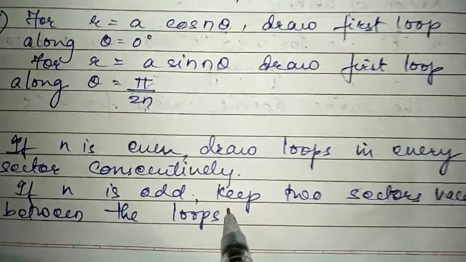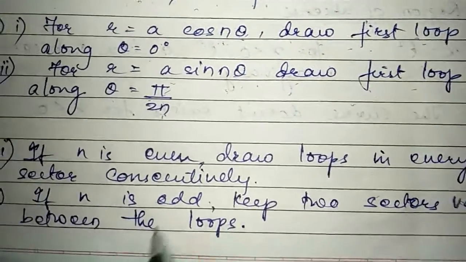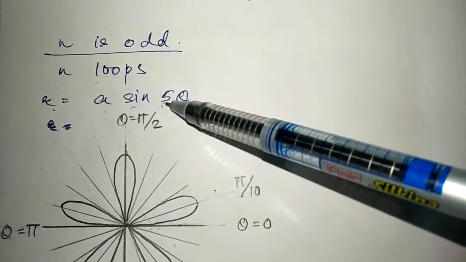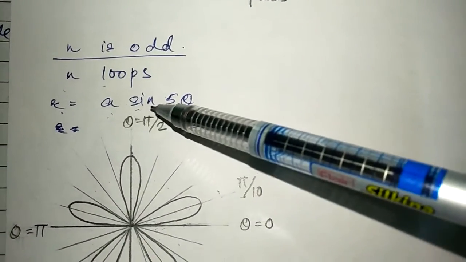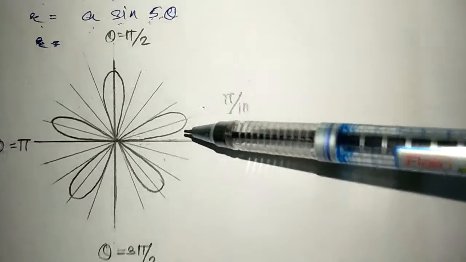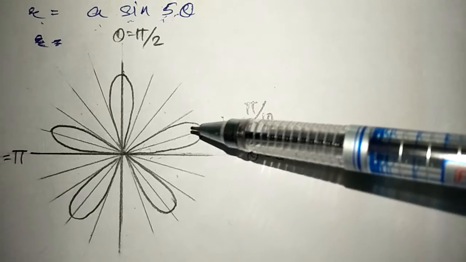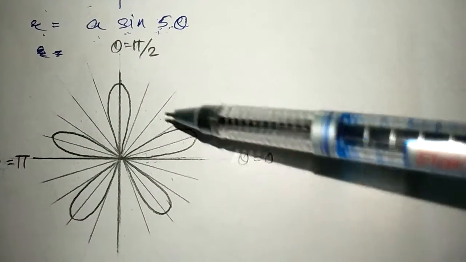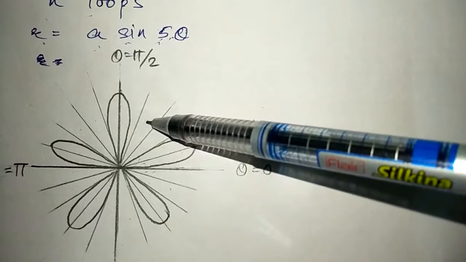And if n is odd, keep 2 sectors vacant between the loops. Now here you can see what n is. We have got r is a sin 5 theta, n is 5, which is odd. This is the first loop which we have drawn. Then you have to keep 2 sectors vacant after that, 1 and 2.